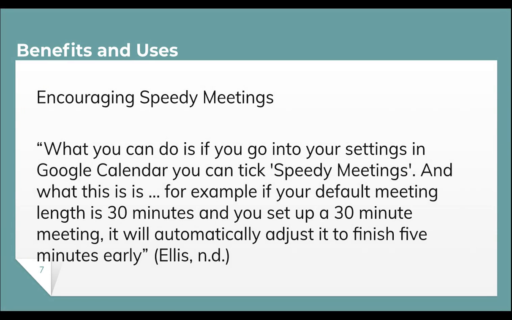You can encourage speedy meetings. What you can do is if you go into a setting in Google Calendar, you can tick speedy meetings. And what this is, for example, if you default meeting length to 30 minutes, you will actually set up a 30-minute meeting, but it'll automatically adjust to finish 5 minutes early.